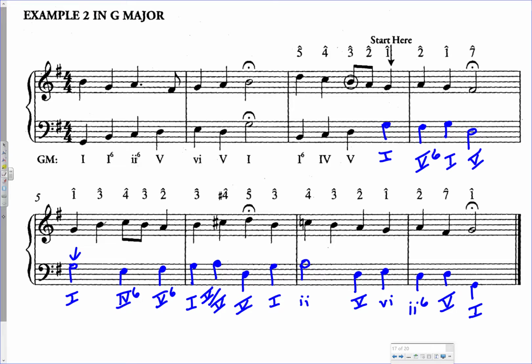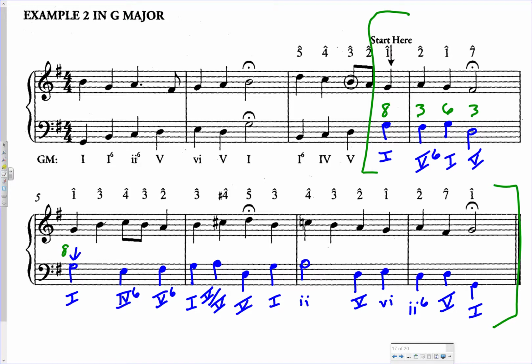Now, one thing I still have to make sure to do is to go back, and from where it says start here to the end, make sure that all of the intervals are consonant and that I have no parallel motion. So let's quickly take care of this. So we have 8, 3, 6, 3. So far so good.